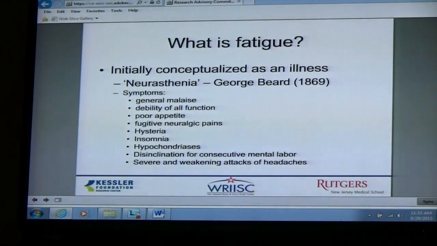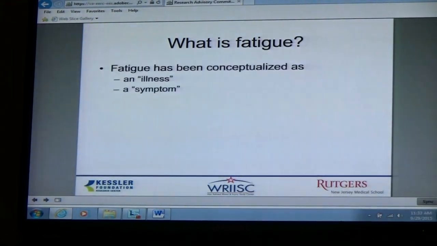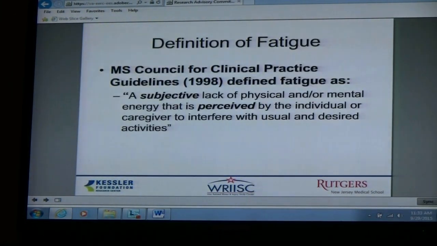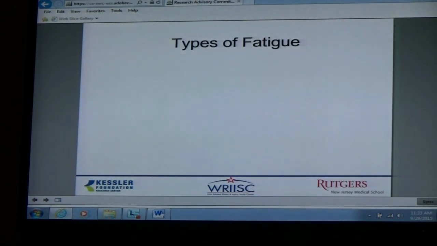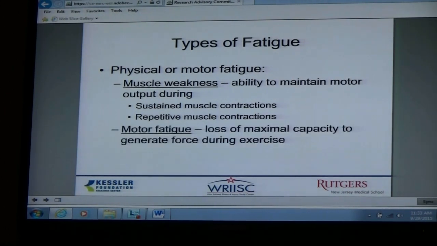Okay, this is what fatigue is, some background. I'm not going to go into that, or that, or that. I can come back to these things. Okay, what I wanted to come to was types of fatigue. So there's physical or motor fatigue. So this is muscle weakness, or the ability to maintain motor output. This is like if you run a marathon, when you're done running a marathon, your muscles are tired, right? That's muscle fatigue. There's also motor fatigue. This is more central, so this is a loss of maximal capacity to generate force during exercise.